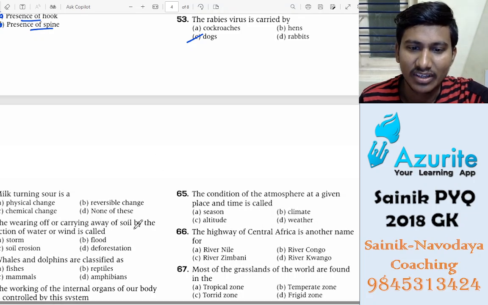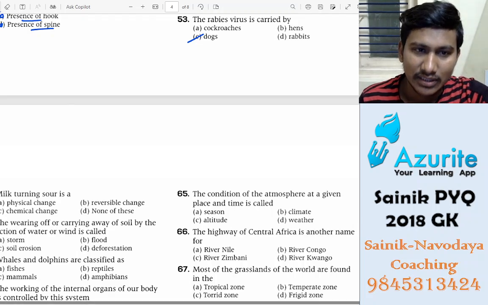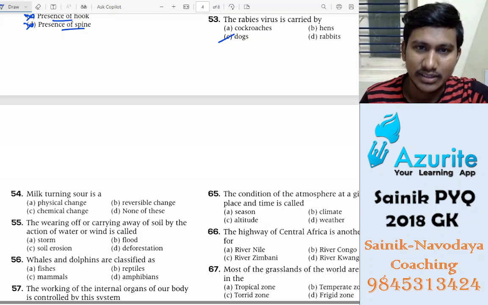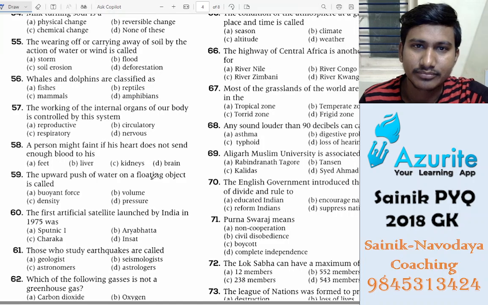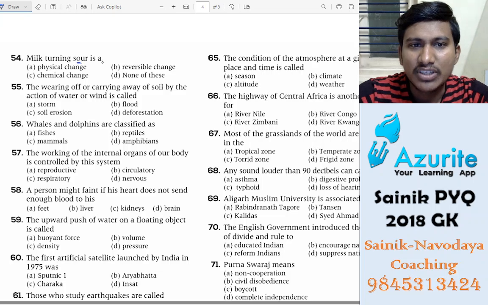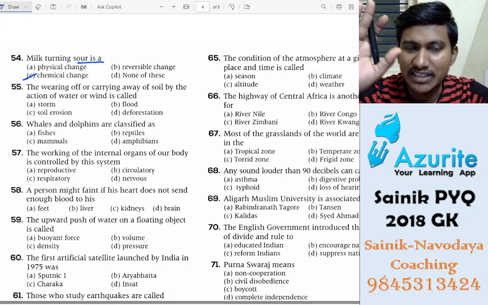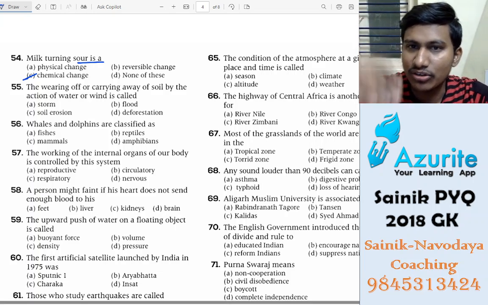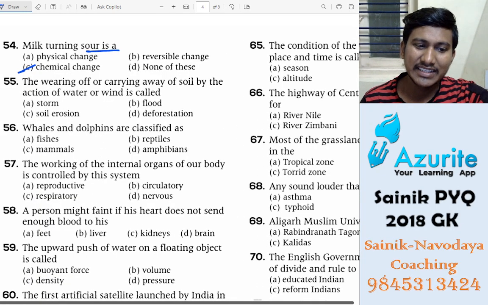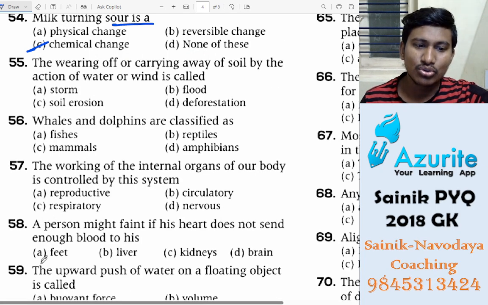Understand? Sir, what is reversible change? I will explain. I know chemical and physical change, sir. Okay. So see here, milk turning sour is which change? Chemical change. We cannot reverse it back. It is a chemical change. So, reversible.